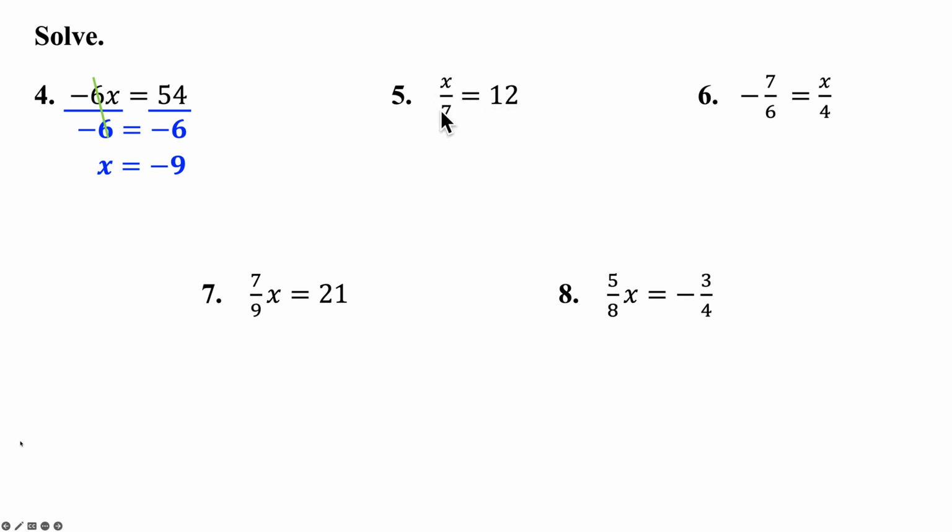To undo division, you have to multiply 7 to both sides. Well, that will cancel on the left side. X will equal 12 times 7, which is 84.